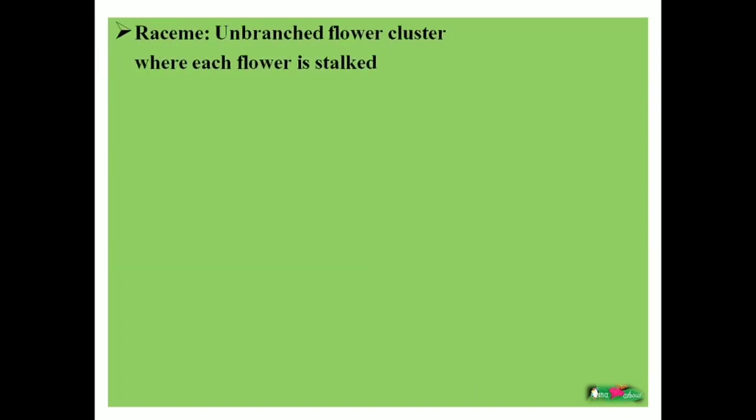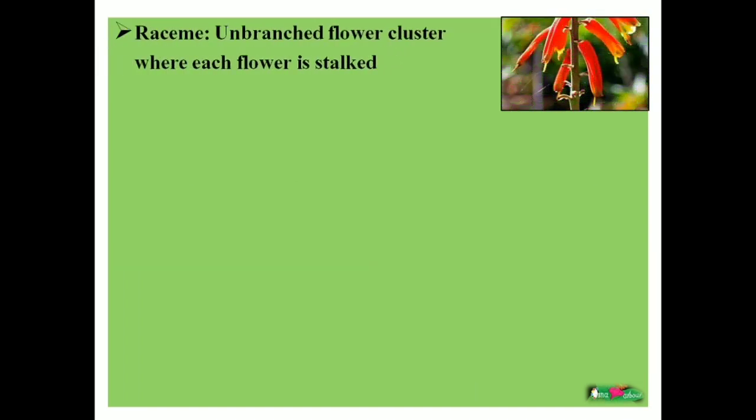Raceme. It is also a type of inflorescence in which flowers are borne on short stalks or short stems of about equal length at equal distances. That is called a raceme. Actually, if you observe this picture, this is the perfect example of a raceme.